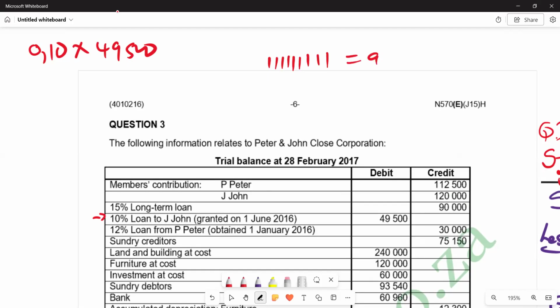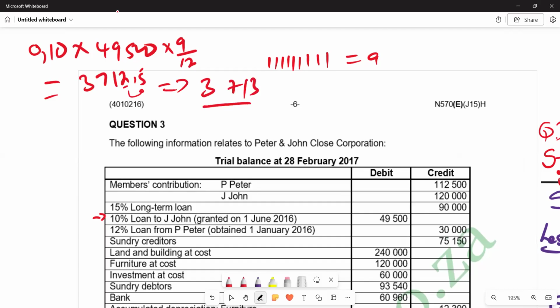So it means the answer that we are going to get by saying 10% of 9,500, we multiply by 9 over 12, since we have 12 months in a year. We are going to get 3,712.5. And if we round it off to the nearest whole number, it becomes 3,713. So this is the figure that we're going to put as our interest received.